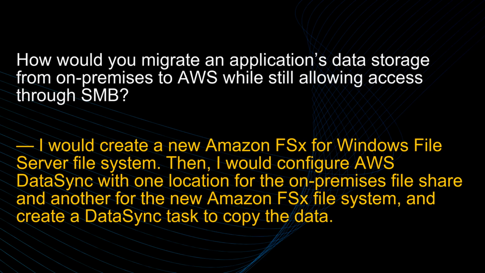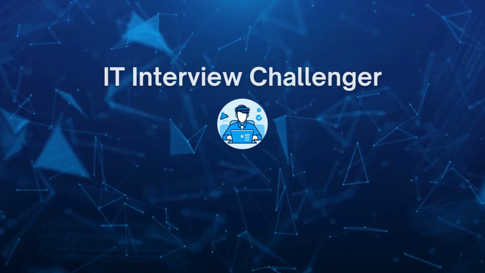How would you migrate an application's data storage from on-premises to AWS while still allowing access through SMB? I would create a new Amazon FSx for Windows File Server file system. Then I would configure AWS DataSync with one location for the on-premises file share and another for the new Amazon FSx file system, and create a DataSync task to copy the data.